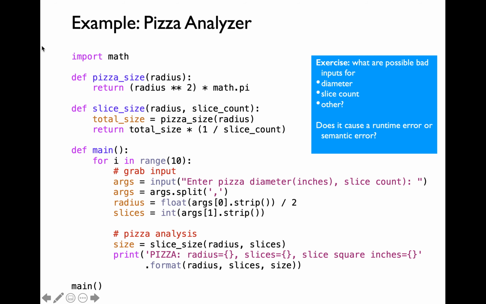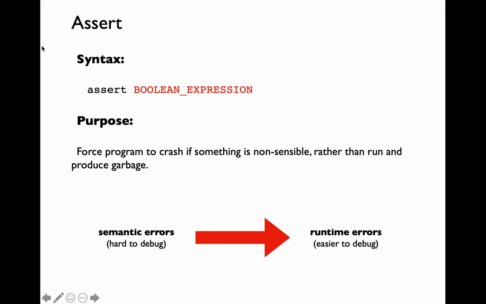Hello everyone. We just covered examples of runtime errors and semantic errors. Let's now talk about how we can handle these errors in a better way. I want to focus on semantic errors first. Wouldn't it be nicer if you can take semantic errors and convert them into runtime errors?